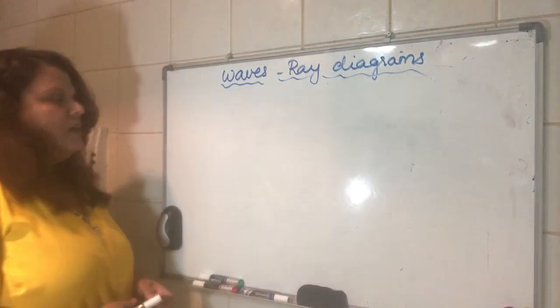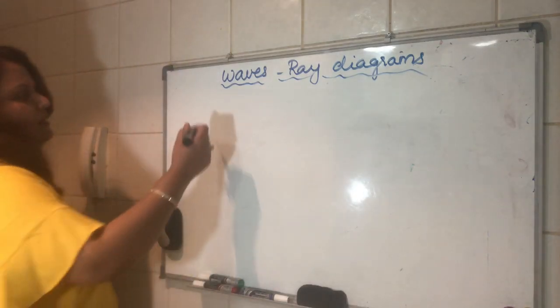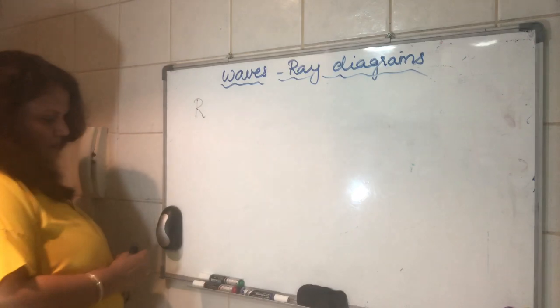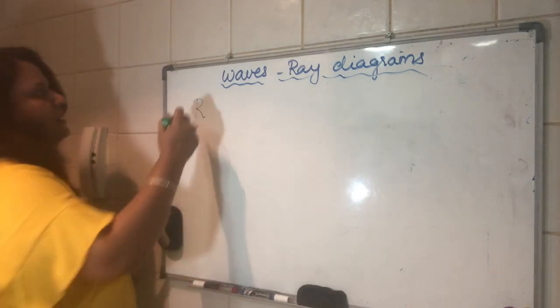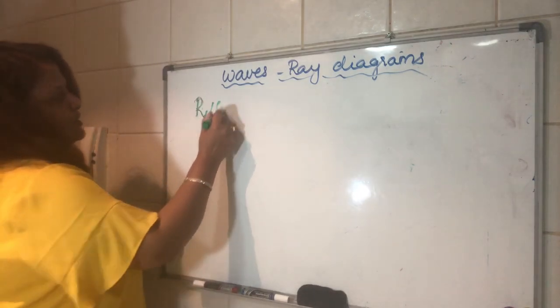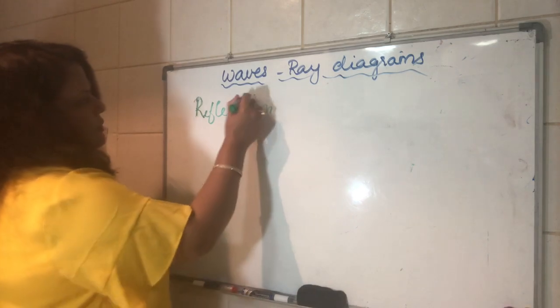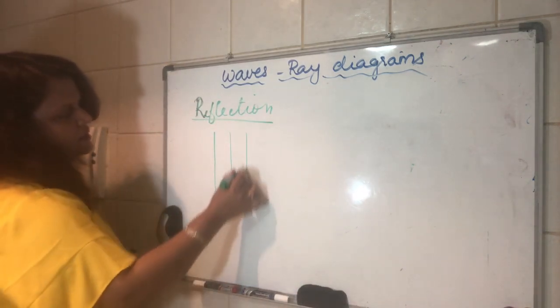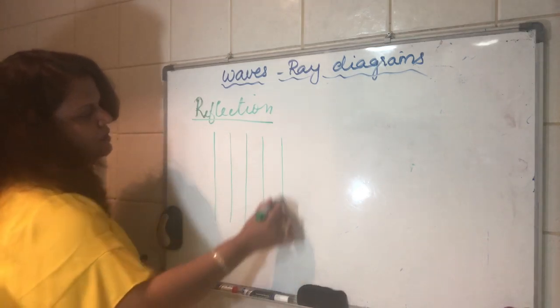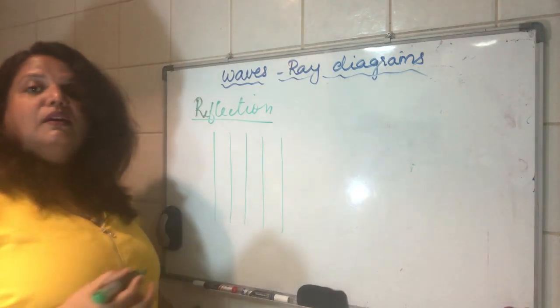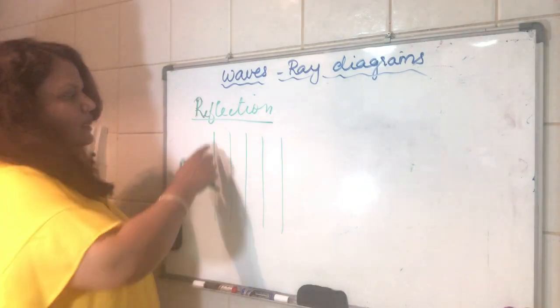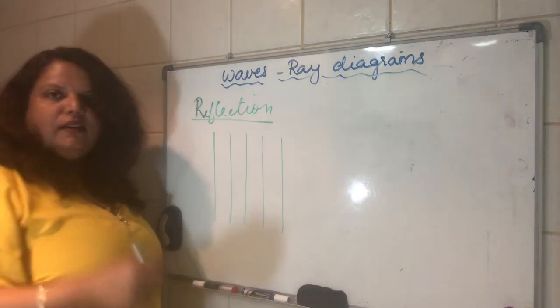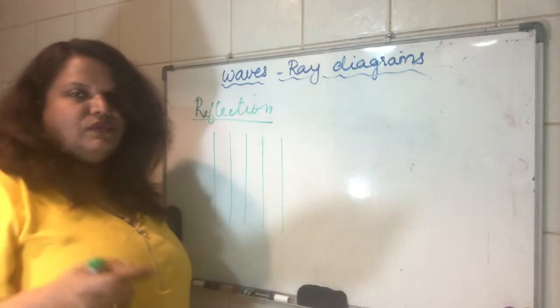Now, again, in reflection of water waves, first of all, how do we represent water waves? We draw equidistant lines. Now what do these lines represent? They are called the wavefront. Wavefront is the line that's joining either the crest or the trough of the waves.